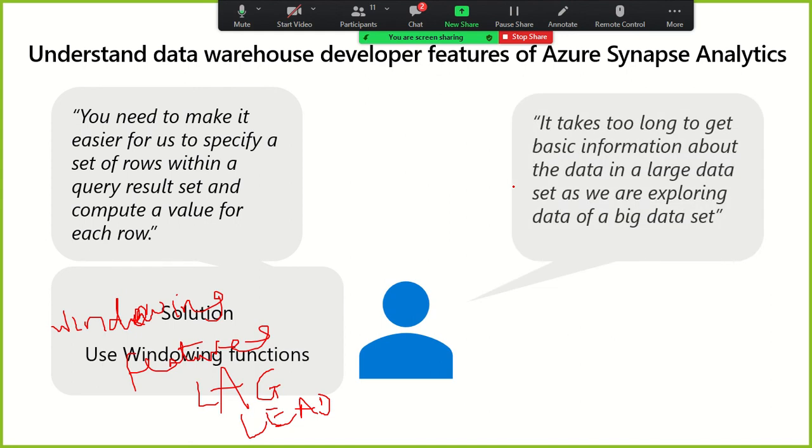It takes long to get basic information about the data in a large data set, as we are exploring data of big data. These are part of the challenges of a developer. A developer wants to be able to specify a set of rows within the query result set and also compute the value for each row. There is a solution, which is the use of windowing functions. Windowing functions consist of aggregate functions, ranking functions, analytical functions, and rows and range functions.